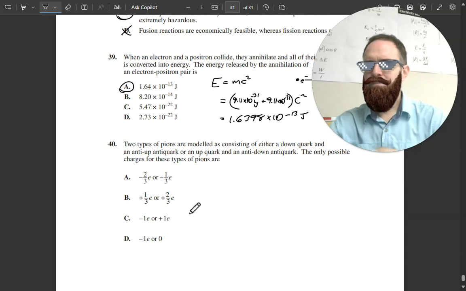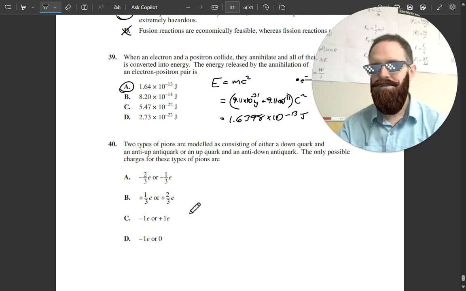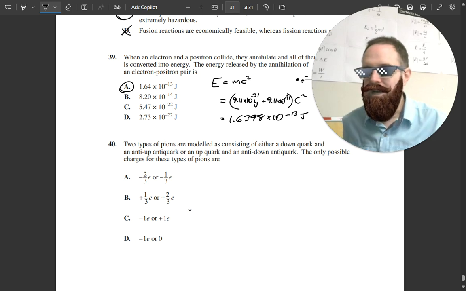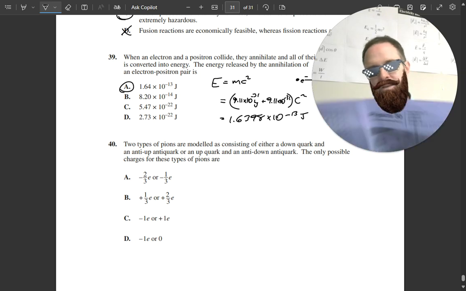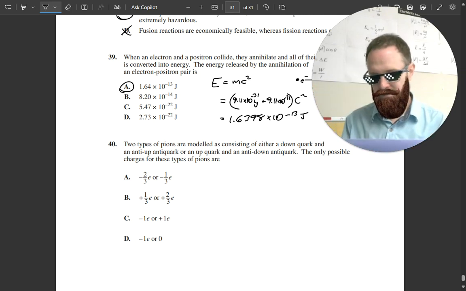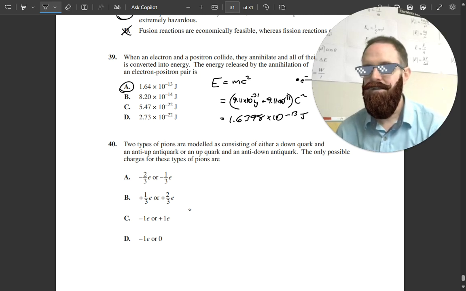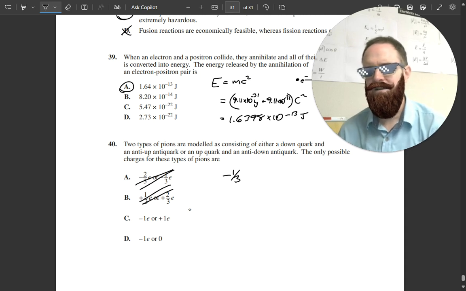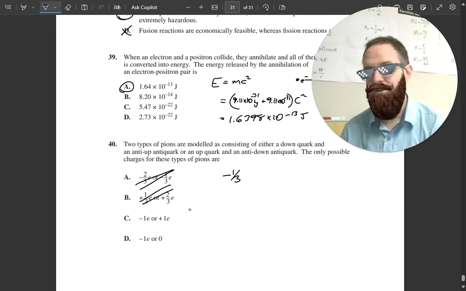All right, so two types of pions are modeled as consisting of a down quark and an anti-up quark, and an up quark and an anti-down quark. The only possible charges of these types of pions are, all right, so a down quark. No, I have to go by the formula sheet here. A down quark is negative 1/3. So I'm just doing the first situation here. We've got a down quark and an anti-up quark. Yeah, I'm going to cross these ones off. Remember, our thing was that they had to be whole number charges. The pions, if they're going to be a hadron at all, have to have a whole number of charge. So we're going to cross those off.